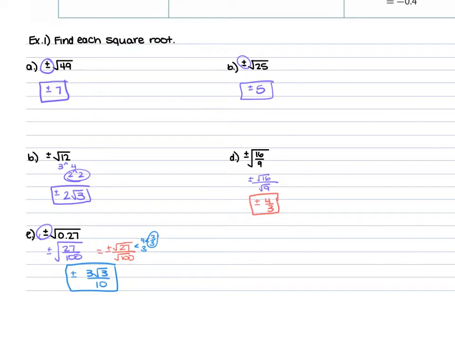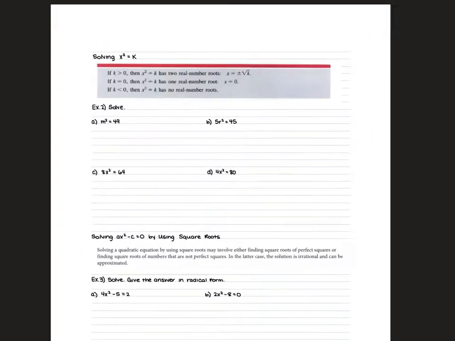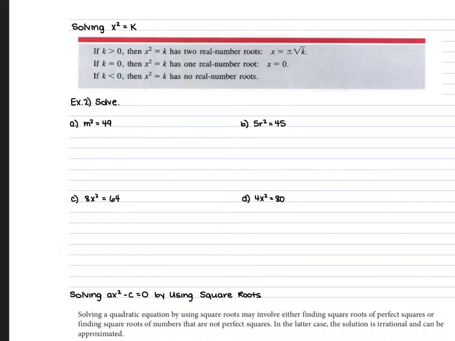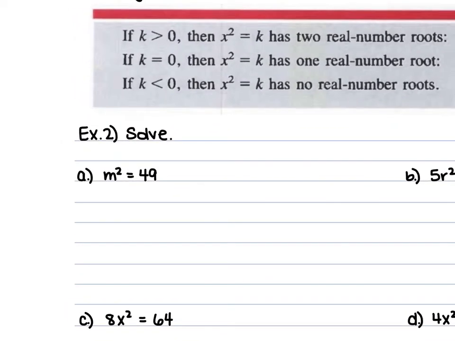For the next set of examples, we are solving with these. For all of these, we're going to have a variable squared is equal to a number. But when we do that, our whole idea is to isolate that variable first and then take the square root of both sides. When we take the square root of both sides, in this case, we are solving for all possible values that variable can be. So when we go to take the square root of both sides, we want to make sure that we include both the positive and the negative option that we could have.